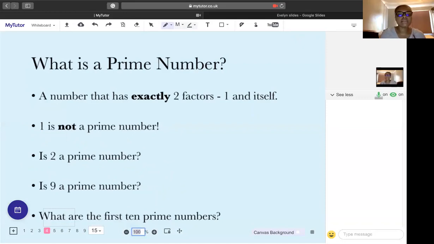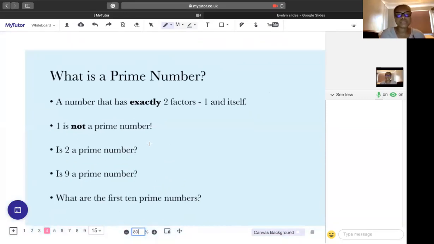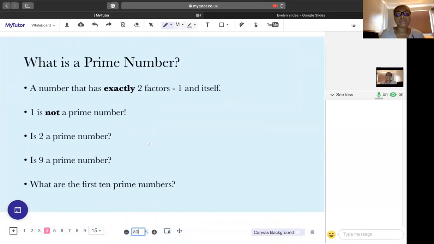So that leaves us on to prime numbers. A prime number is a number that has exactly 2 factors, so 1 and itself. Now, because a prime number has to have exactly 2 factors, 1 is not a prime number because it only has 1 factor, which is 1. So 1 is never a prime number, but 2 is our smallest prime number. 2 is a prime number because 1 times 2 equals 2. So 2 has 2 factors, 1 and 2.